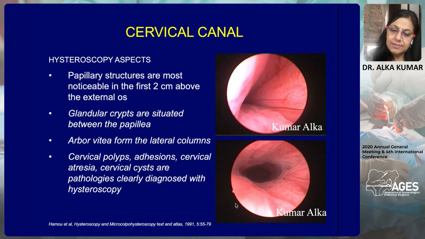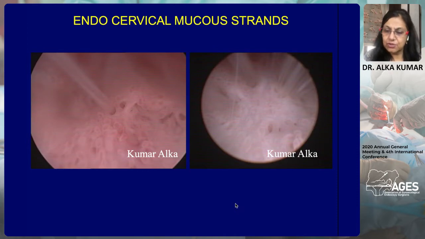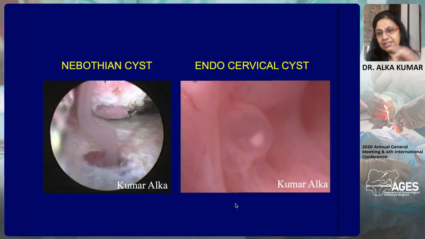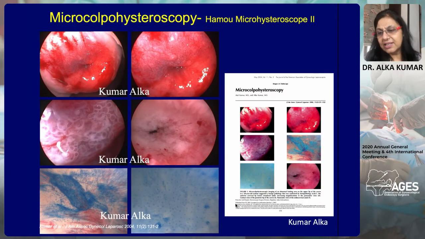Coming to the cervical canal, the hysteroscopic aspects of a normal cervical canal are that papillary structures are noticeable in the first 2 centimeters above the external os. Glandular crypts are situated between the papillae. Arbor vitae are the lateral columns. Cervical polyps, adhesions, atresia, and cysts are all pathologies clearly diagnosed with hysteroscopy. These are endocervical mucus strands, so you can see the mucus strand coming out of the gland. This is a Nabothian cyst on one side, and the other one is an endocervical cyst.